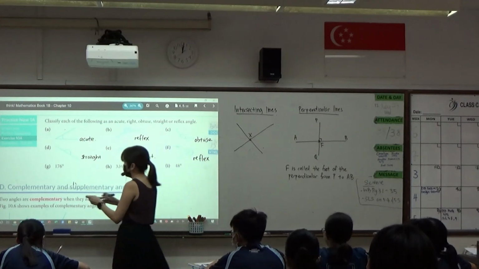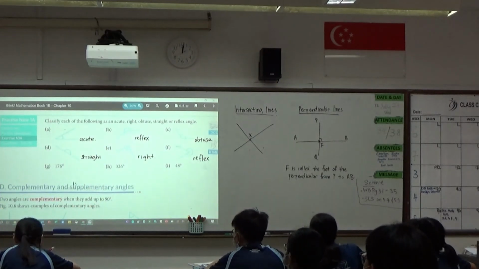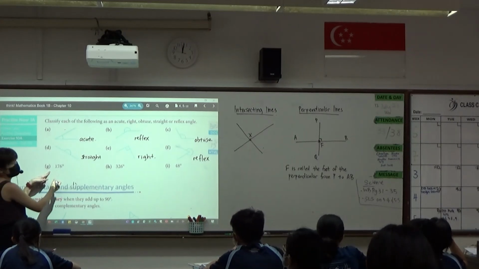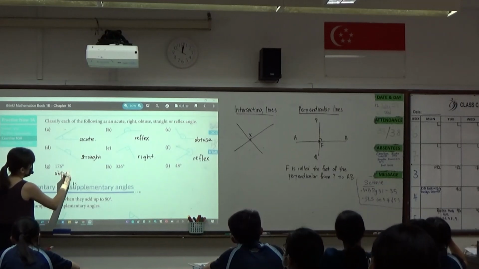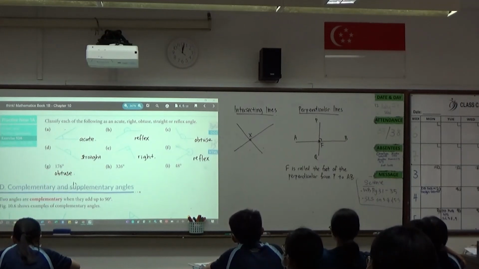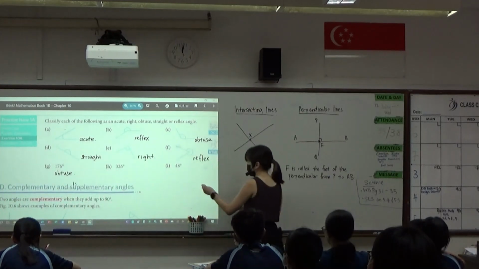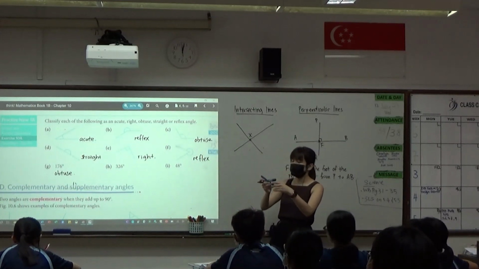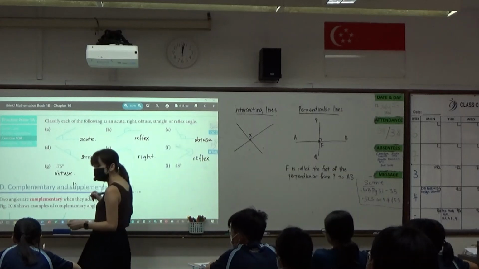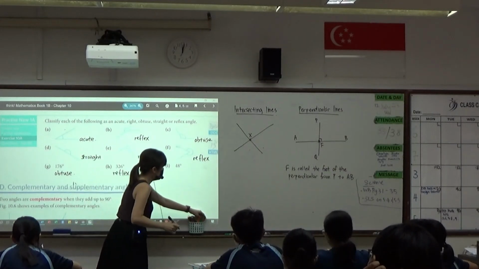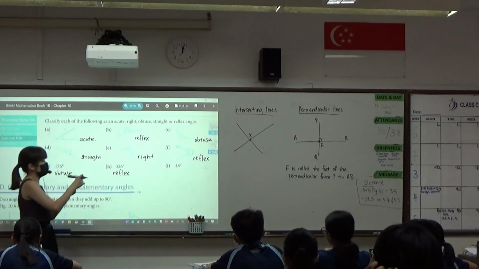And then for part G, this is the center. Part G, Z. Obtuse. So 176 is the obtuse angle, right? Final two, 336 degrees. What is it, Kyra? Reflex. And one last one.